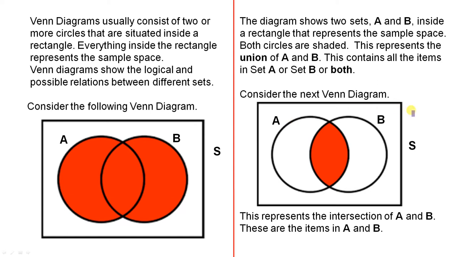Consider the next Venn diagram. Only this section here is shaded. This represents the intersection of A and B. These are the items in A and B. In other words, they're in both A and B. That's why it's called the intersection.